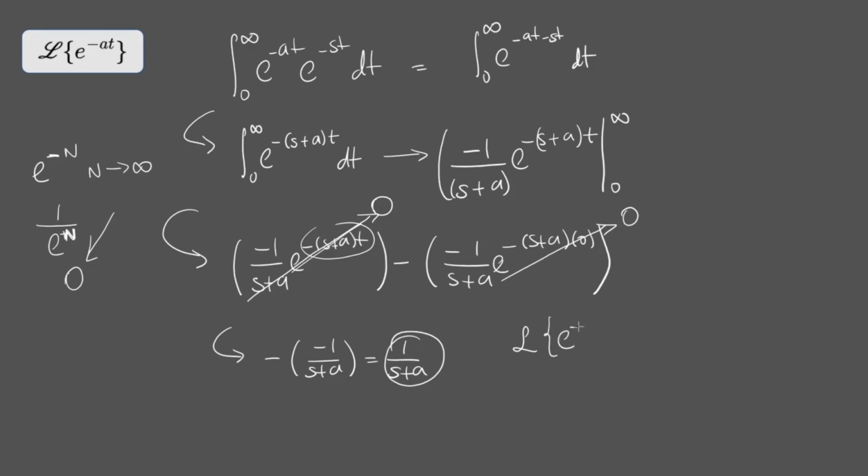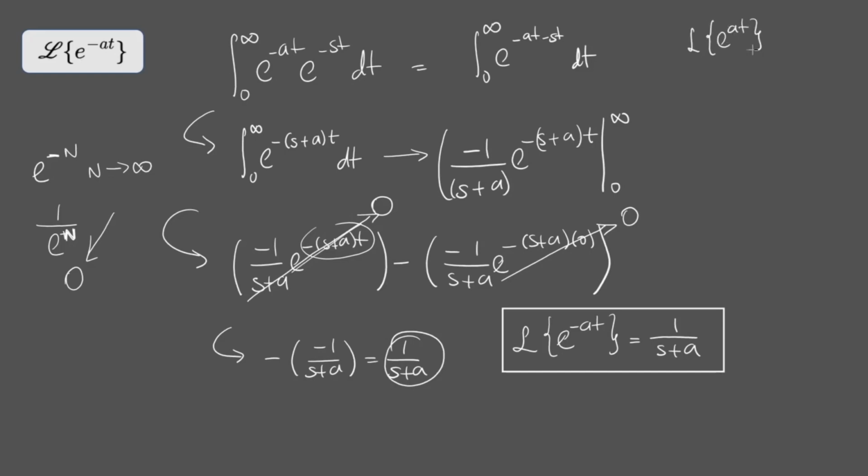So the Laplace transform of e to the minus at is going to be 1 over s plus a. Let's put a nice little box around that. Simple, short, and straightforward. Note, however, if you are now to find the Laplace of e to the at, okay, it is going to be 1 over s minus a. Okay, because the signs are being switched.